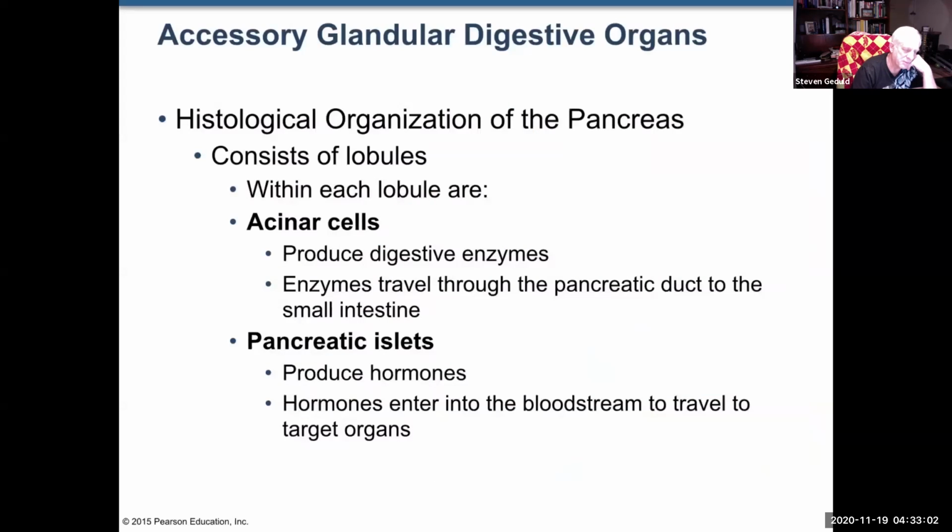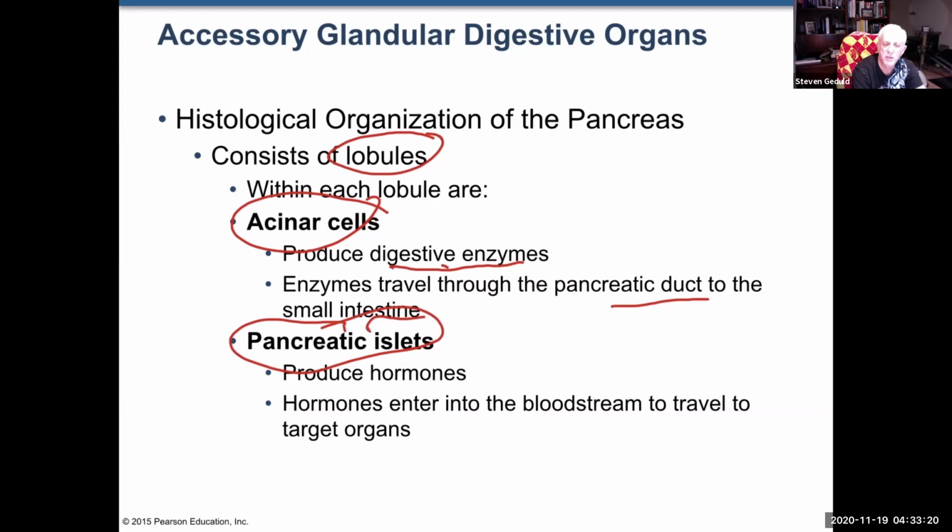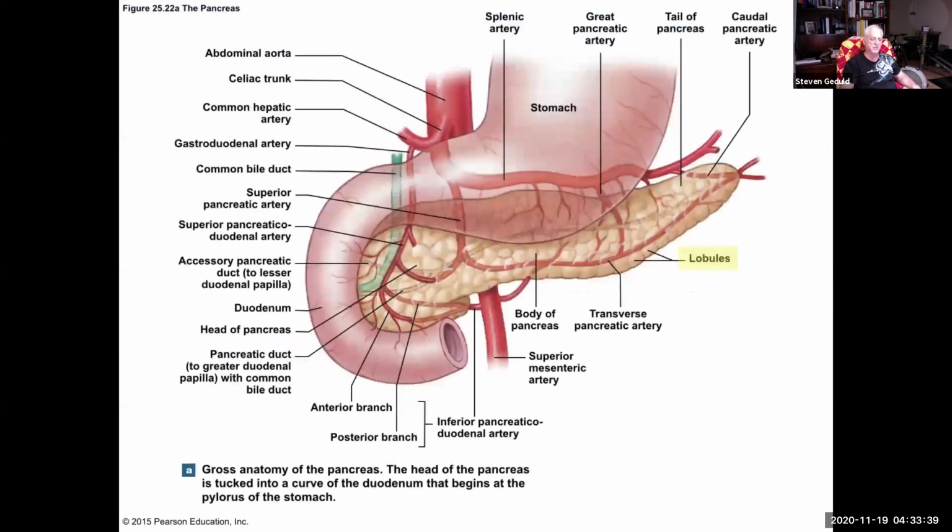Okay. So the pancreas consists of lobules also, like the liver. In each lobule, there are acinar cells and pancreatic islets. The acinar cells produce your digestive enzymes. Those go through the pancreatic duct to the small intestine, to the duodenum. Your pancreatic islets produce hormones. Those hormones, insulin and glucagon, go to the bloodstream to travel to target organs. They enter the bloodstream. They do not enter the small intestine. Okay? They do not go through the pancreatic duct. Different delivery systems. And you see all the lobules giving it a corn-on-the-cob or honeycomb appearance, all the lobules that make up the pancreas.